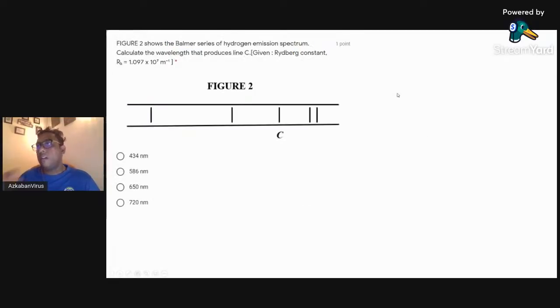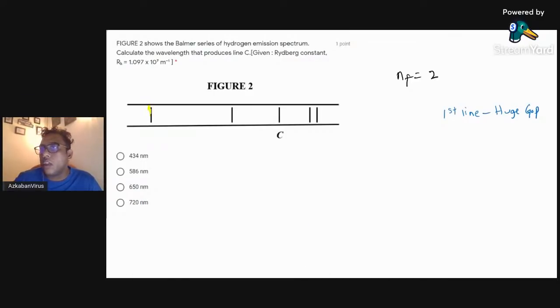Okay, next one. Figure 2 shows the Balmer series. Balmer means n final is equal to 2. Calculate the wavelength produced by line C. To solve this question, first thing first, find the first line. Tip: the first line must be the huge gap. So here is our first line.